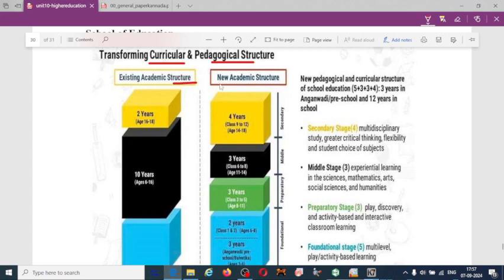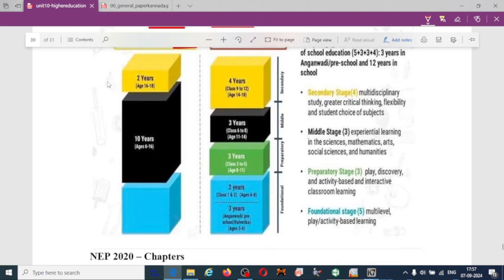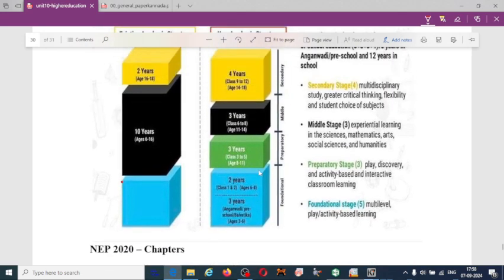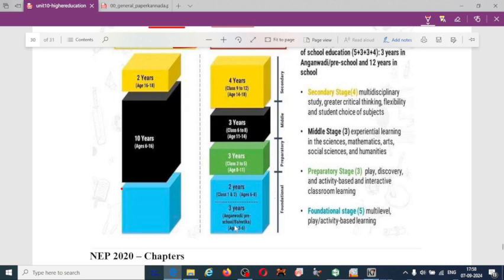Transforming curricular and pedagogical structure has been given here: the existing academic structure and the new academic structure after NEP. Earlier, from school up to 10th level, school was primary and then higher education. After those 10 years, he had to go for the college level. After that, higher education. So that was the earlier education system. After NEP, these are the stages the student has to cross.